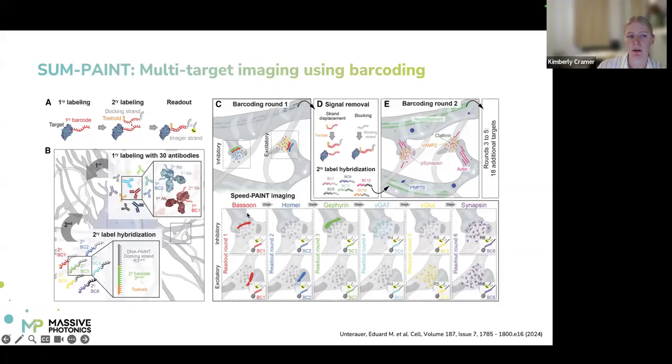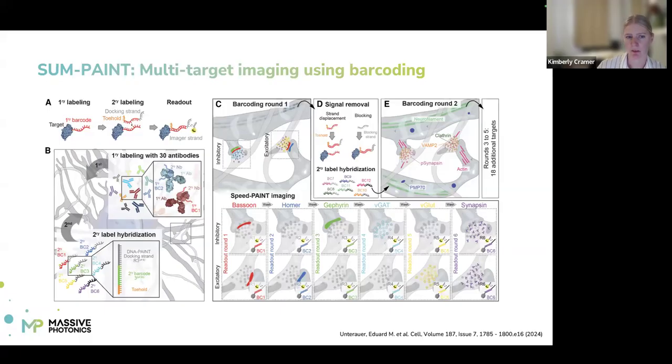Here, because there are 6 super optimized DNA paint sequences for high speed imaging, they imaged 6 different DNA paint sequences per round. And at the end of this round, they imaged 6 targets at a time. After imaging the 6 targets, they then removed the signal and went on to barcoding round 2, where they imaged the subsequent 6 targets. And here they did 30 target imaging.